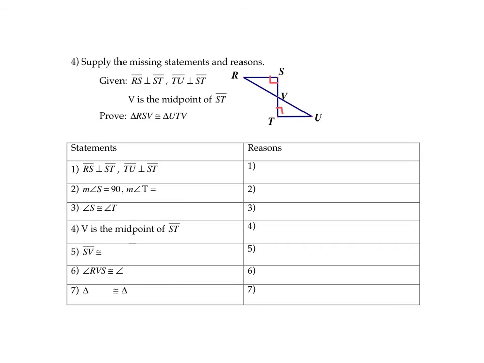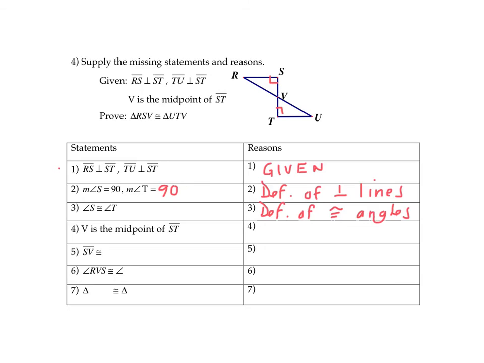So taking a look at step 1 in the proof, we have line segment RS perpendicular to ST, TU perpendicular to ST, and we know that that's true because that was given to us. From that information, we have the measure of angle S equals 90, and the measure of angle T would equal 90 as well. And that's by definition of perpendicular lines. So angle S is congruent to angle T. Because they have the same measure, we can just say as a reason it's the definition of congruent angles.